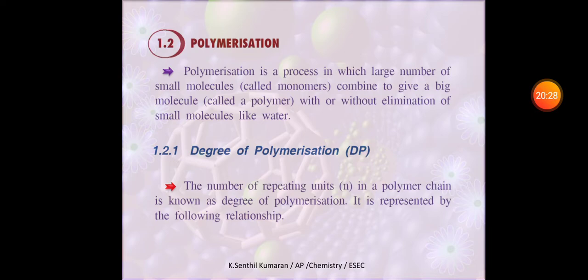Suppose 5 ethylene molecules combine together to form the polythene structure or polythene molecule. Here, what is the degree of polymerization? 5 is the degree of polymerization. It can be determined by using the following formula.